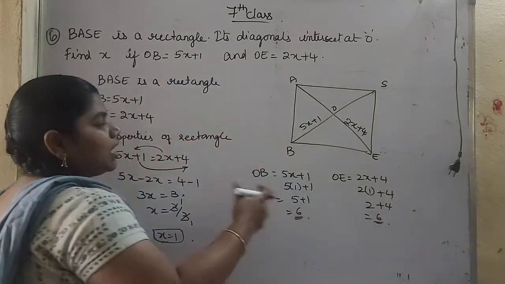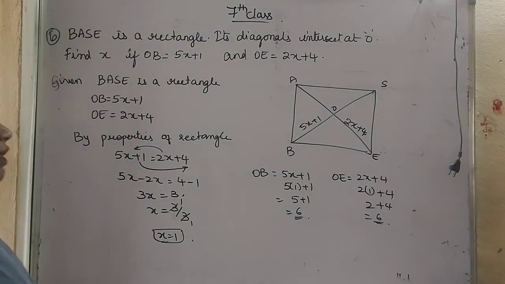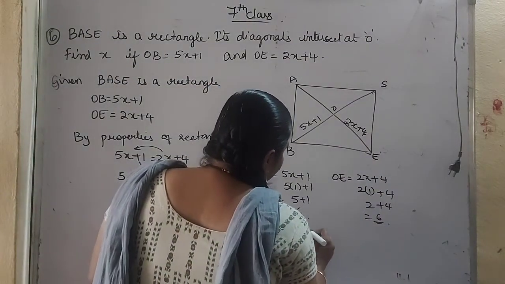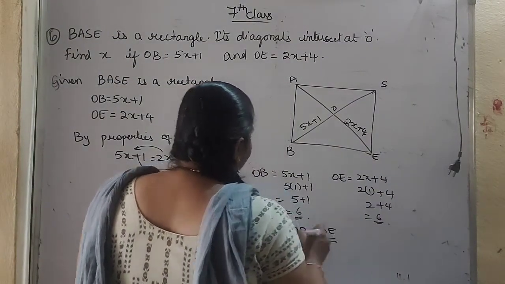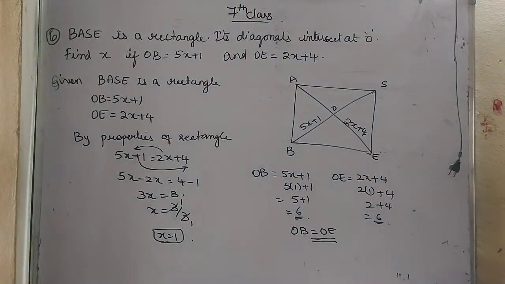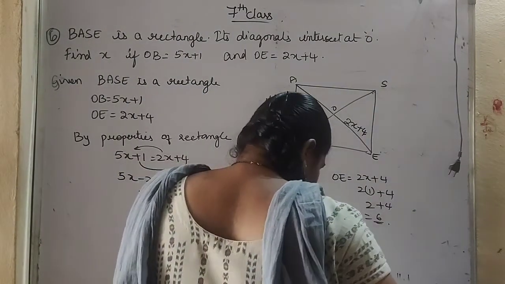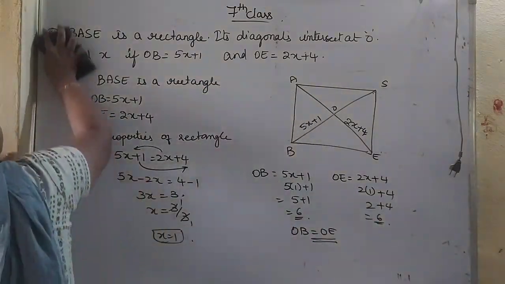So both the diagonals are the same here. That is, OB value is equal to OE value. So this is our sixth solution. Next is the seventh one.